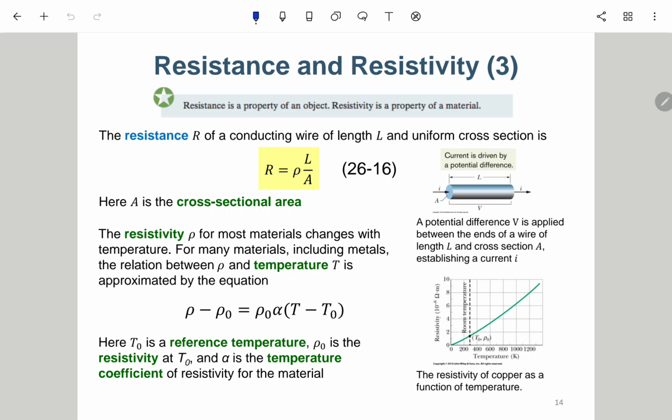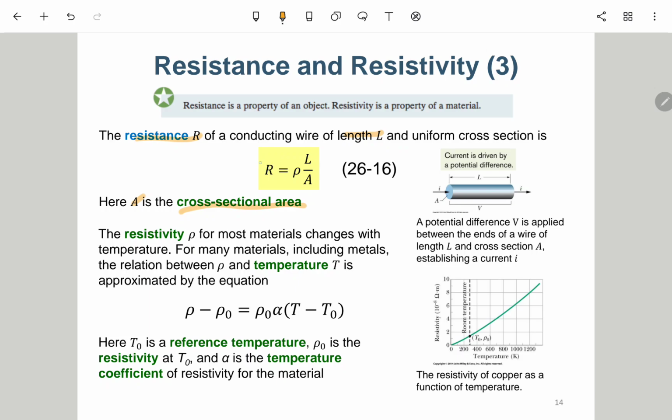Here we only have a single formula, and we don't try to derive it in any sense. So I just mention the result here. The resistance R of a conducting wire of length L and cross-section area A, where A is the cross-section area, is rho times L over A. Rho times L over A. So probably you may have seen it in high school physics.